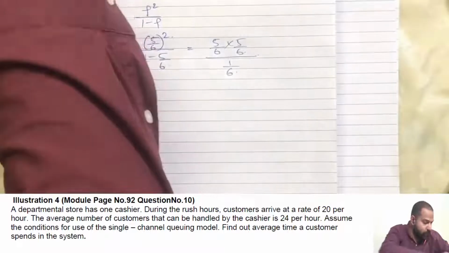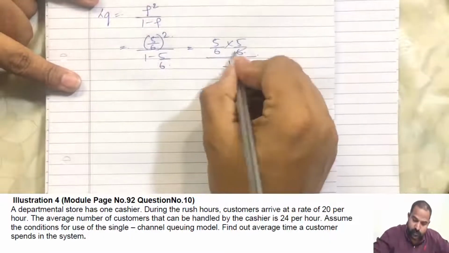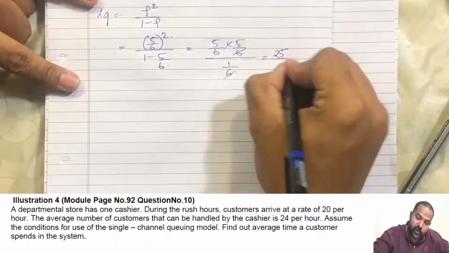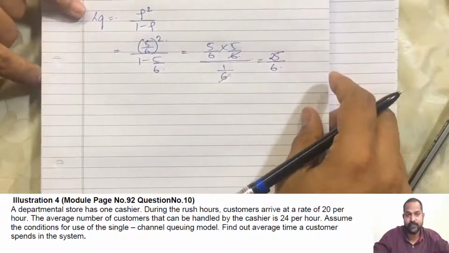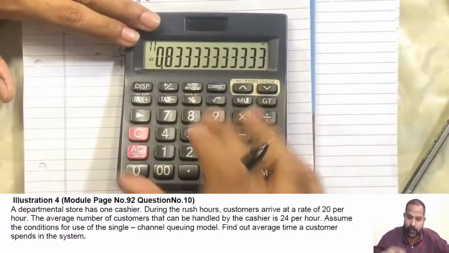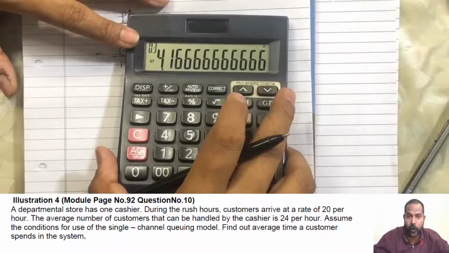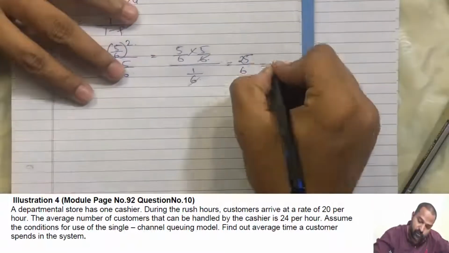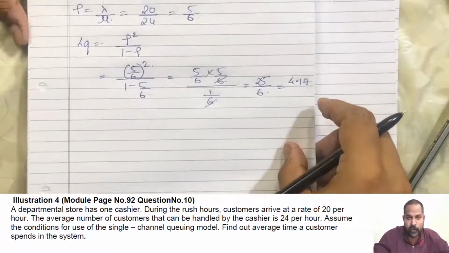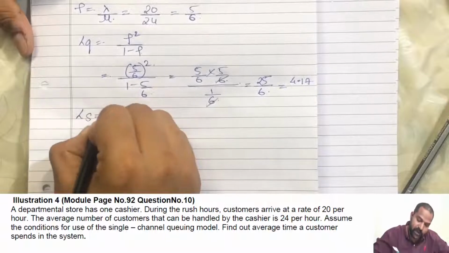Can I say one denominator can cancel? So I am left with 5 5s are 25 by 6. Now you can convert this, but then again this will become a very odd decimal, and that is 25 divided by 6, which is 4.16666. So 4.17 if you want to write. But length of the queue is not asked. What is asked? Waiting in the system. So I want length of the system.